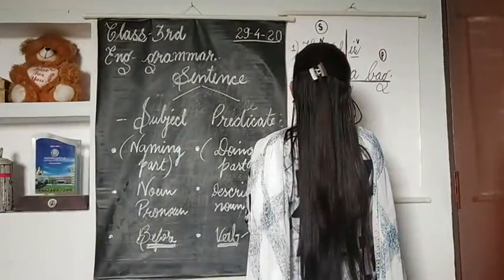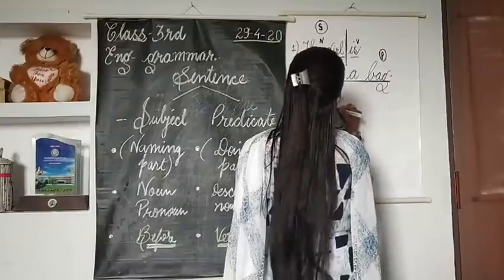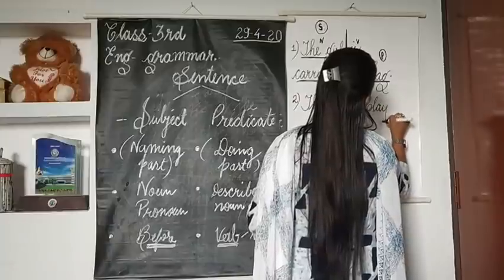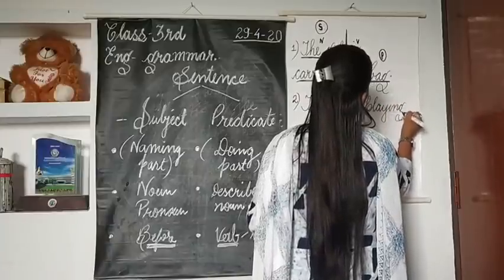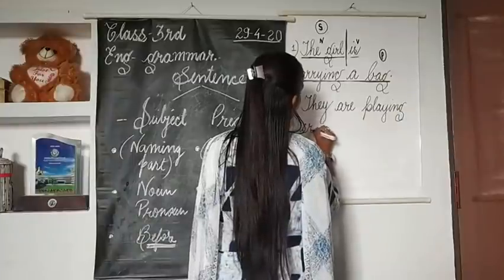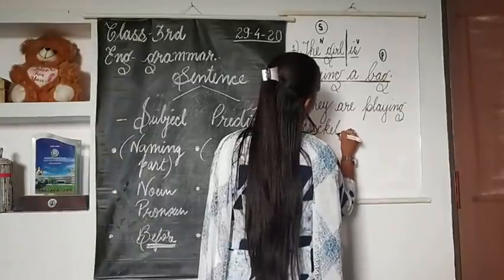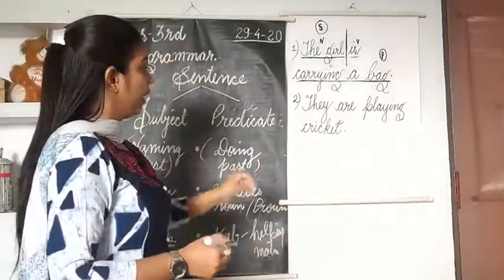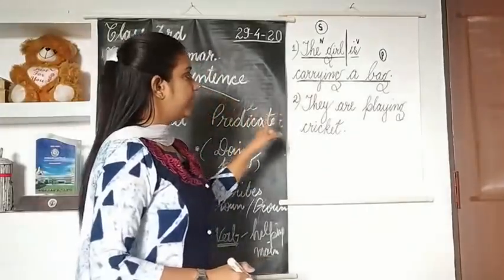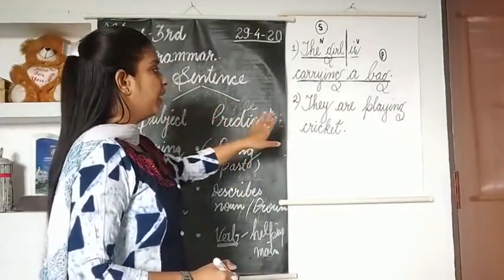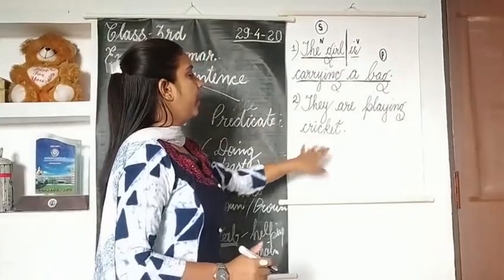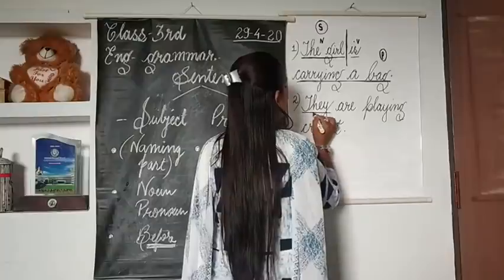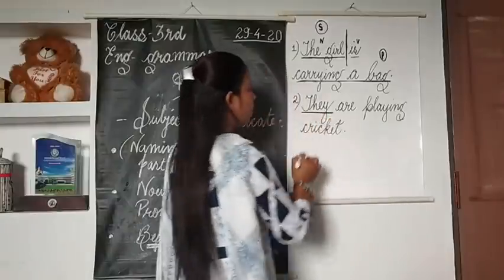They are playing cricket. Now see this example, children. They are playing cricket. In this sentence, the sentence is talking about they. The sentence is telling us something about they.